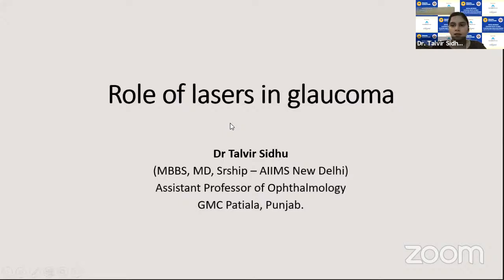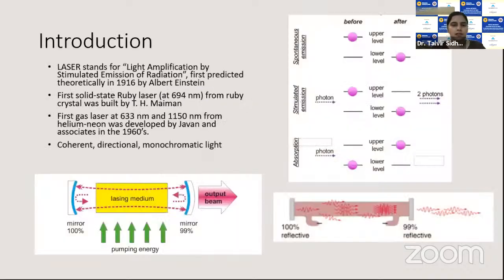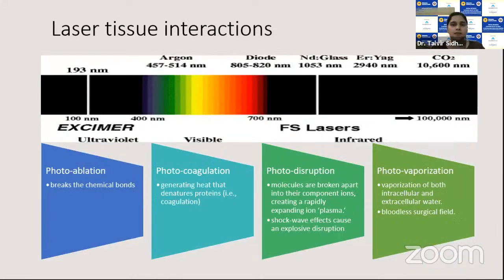All right. So I'll be talking about the role of lasers in glaucoma. This is a very vast topic to cover in 10 minutes. I'll be talking about the major lasers and the major parts about those lasers. So laser, as we know, once we use a lasing medium on any laser medium, we can get a monochromatic directional beam of light which can be used on a tissue to have various effects.